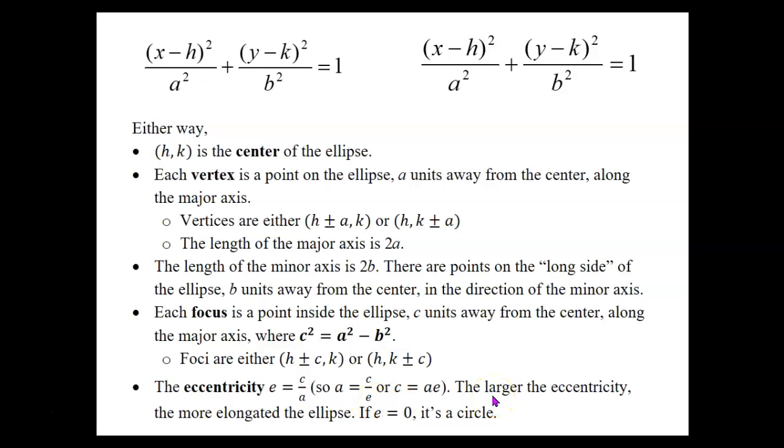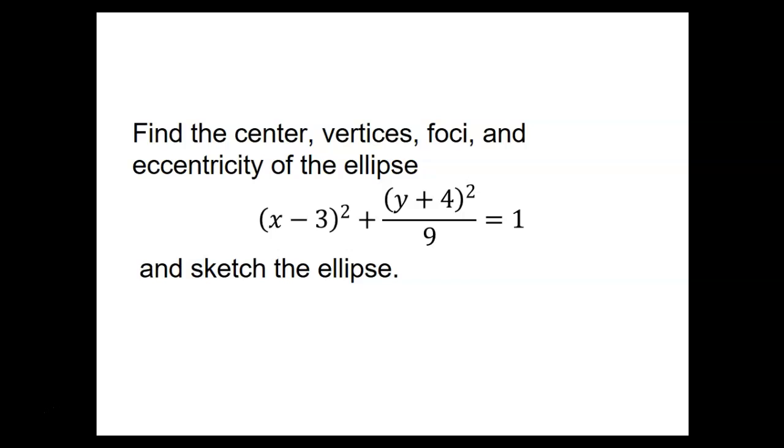The larger the eccentricity, the more elongated the ellipse. The closer to 0 the eccentricity is, the more circular the ellipse is. And if the eccentricity were exactly 0, then you would have a perfect circle. So now, with all that in mind, with all that at our disposal, let's work through some examples.